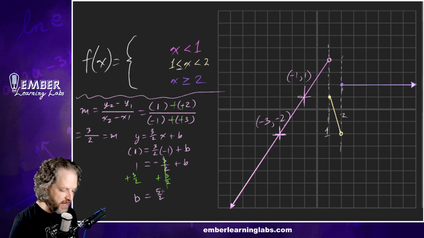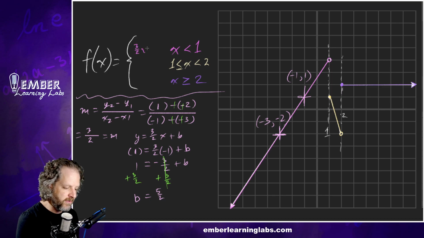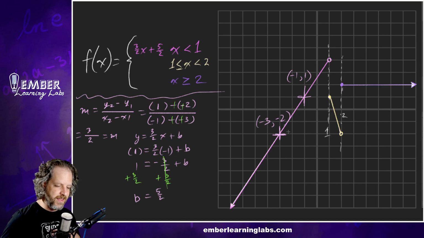So we have the puzzle pieces. We're going to go ahead and put the answer to this pink one up here where it belongs. So the slope was 3/2 x plus 5/2. So see, that's this first piece, this pink piece. We've got it set up right there.